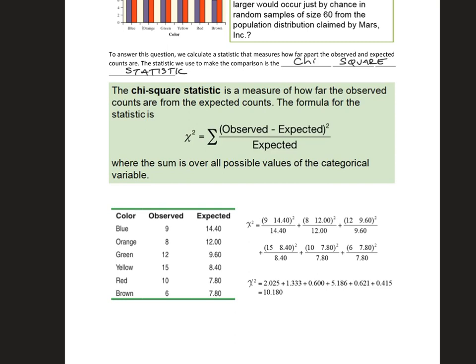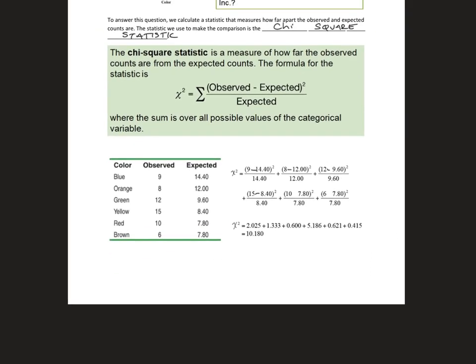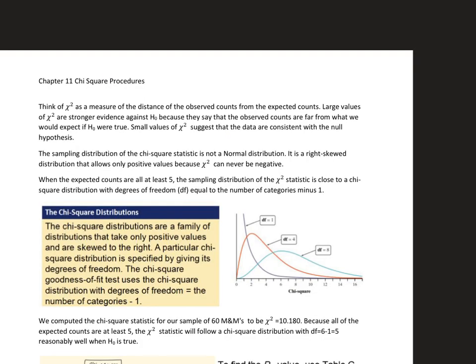So here we have our chi-squared: 9 minus 14.4 squared, divided by 14.4. Then 8 minus 12 squared divided by 12. Add that to 12 minus 9.60 squared divided by 9.6. We do that for each one, and we get a chi-squared value that is 10.18. So think of chi-squared as a measure of the distance of the observed counts from the expected counts.